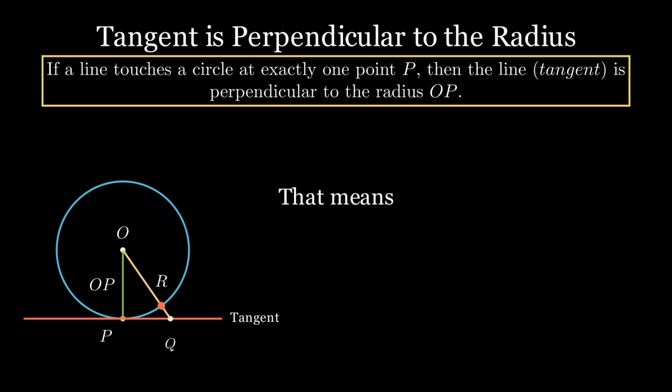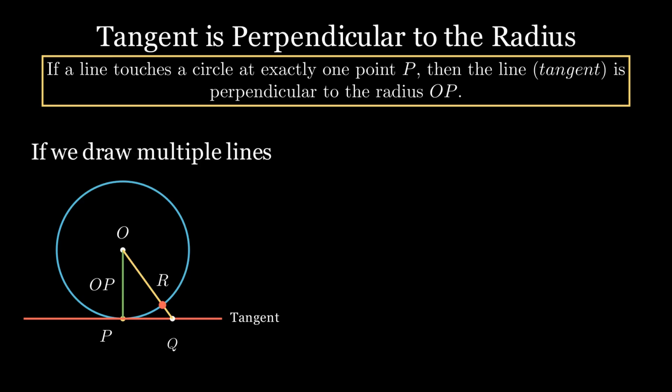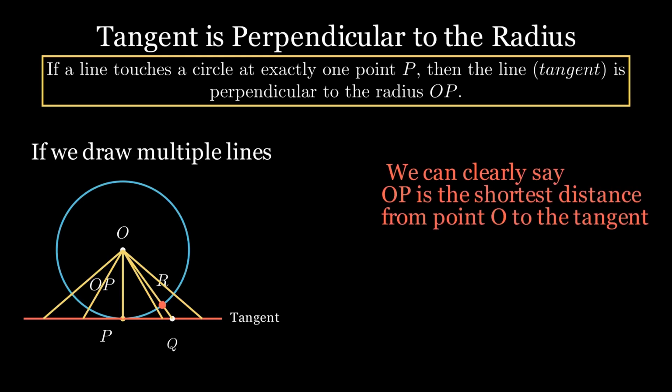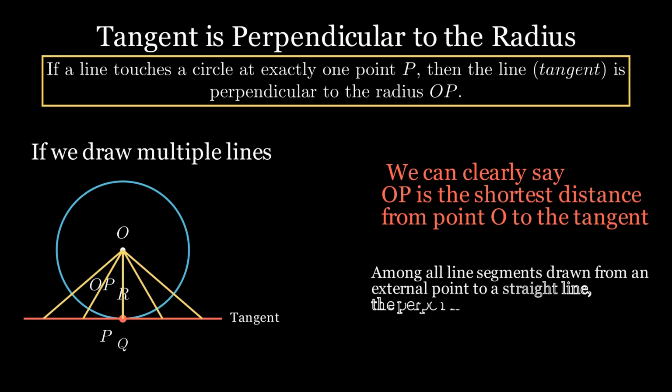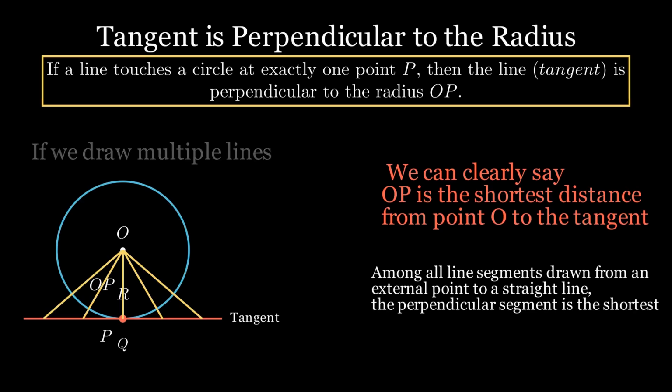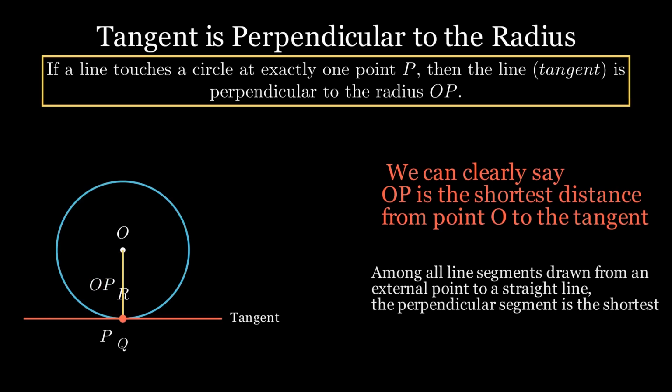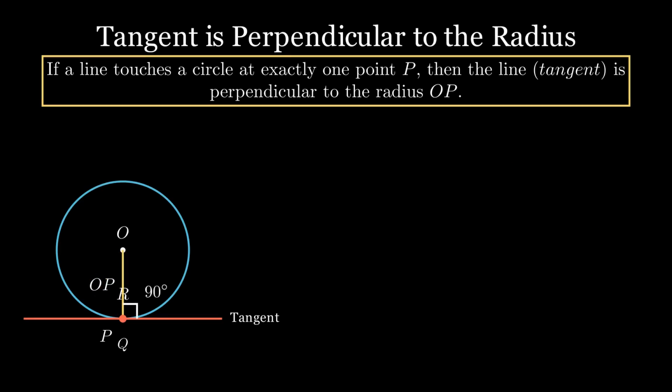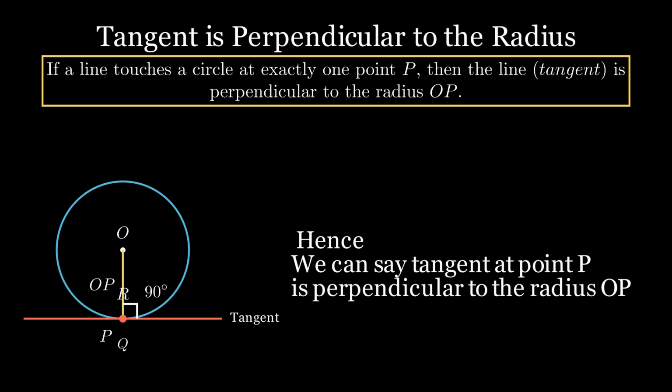That means, if we draw multiple lines, we can clearly say OP is the shortest distance from point O to the tangent. As we know, among all line segments drawn from an external point to a straight line, the perpendicular segment is the shortest. Hence, we can say the tangent at point P is perpendicular to the radius OP.